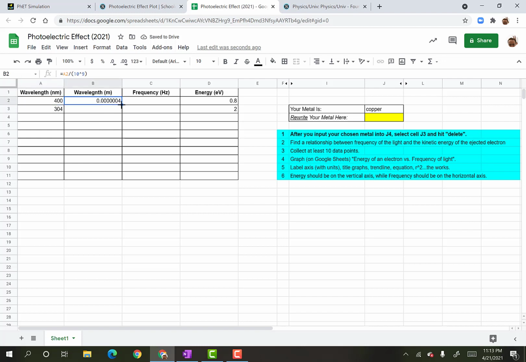And then I can convert this because I can just drag this down, and that converts that for me to 304. And I can keep doing this until I get up to 10 data points. Once you're done with all that, you're going to graph frequency versus energy. That's the energy of the electrons versus the frequency of light in hertz. So the energy of the electrons in eV, frequency of light in hertz. So you're going to graph that, label it, title, trend line, equation, R squared value, all that good stuff. And then that's what you're submitting to me at the end.